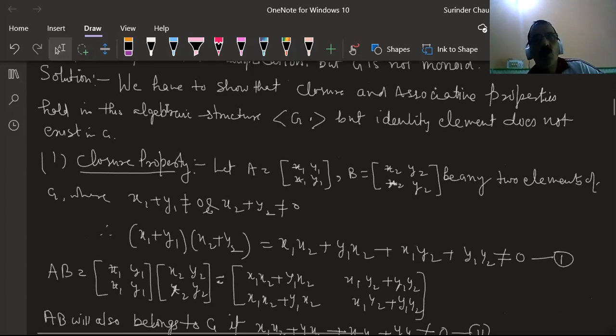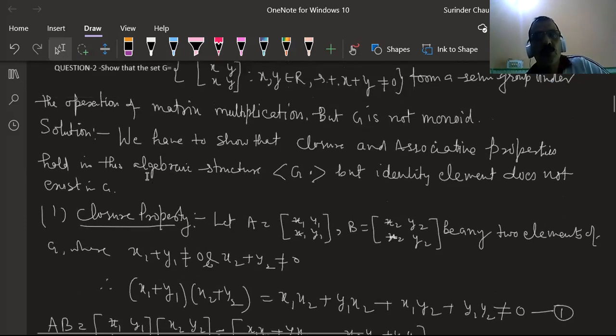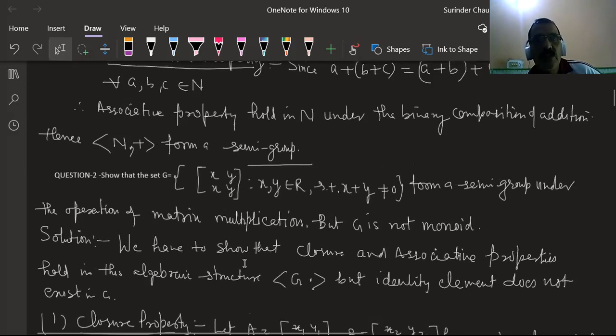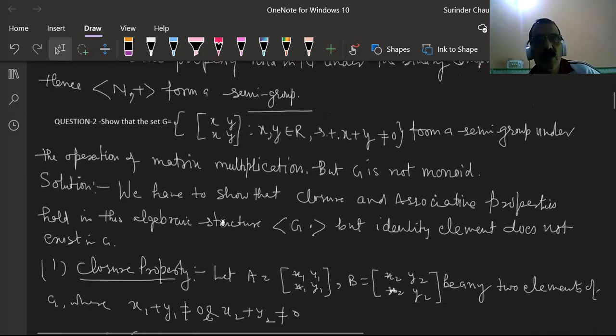So in order to show that this set G forms a semigroup, you have to show that the closure property holds in G and the associative property holds in G. For that we consider the set G. The closure property holds true in this algebraic structure, but the identity element does not exist.